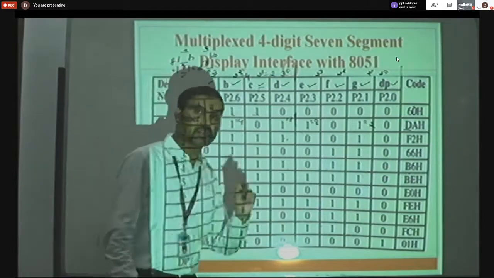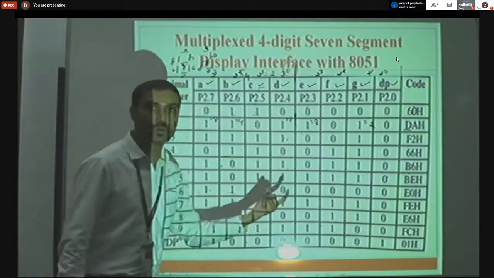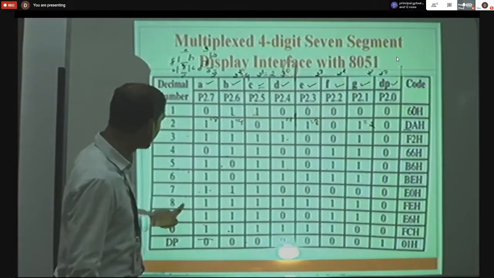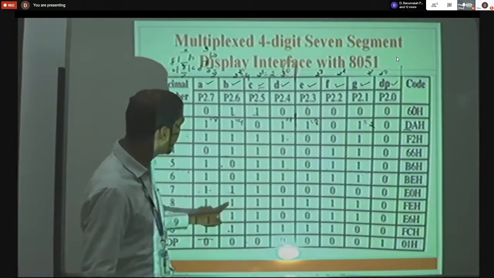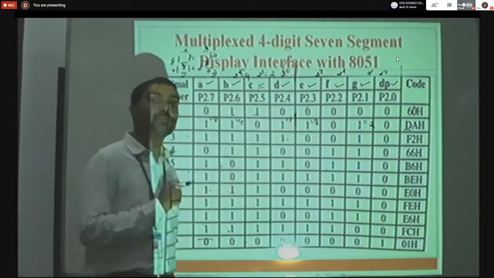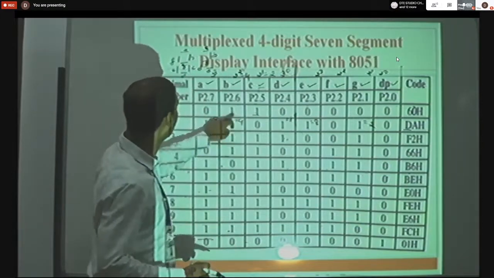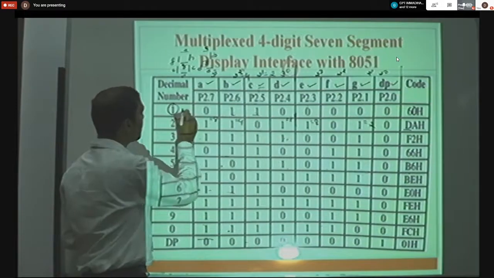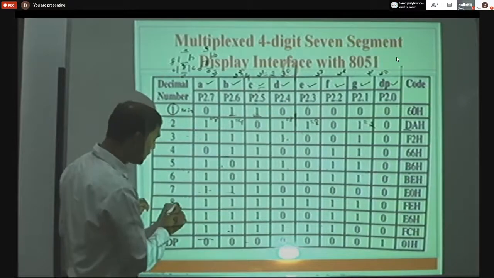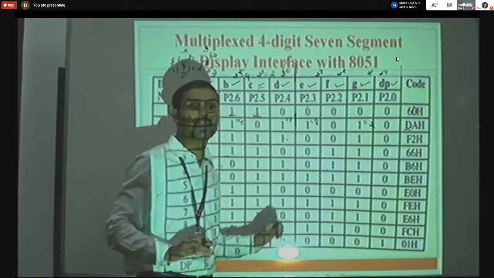Like that, there is an important point here. When will all the segments be active? When the decimal number is 8, then all the segments A, B, C, D, E, F, G are active. And when will the minimum segments be active? For 1. For decimal number 1, the minimum number of segments are active. See here, only 2 segments. For decimal number 8, the maximum number of segments. Maximum means all the segments are active for 8.